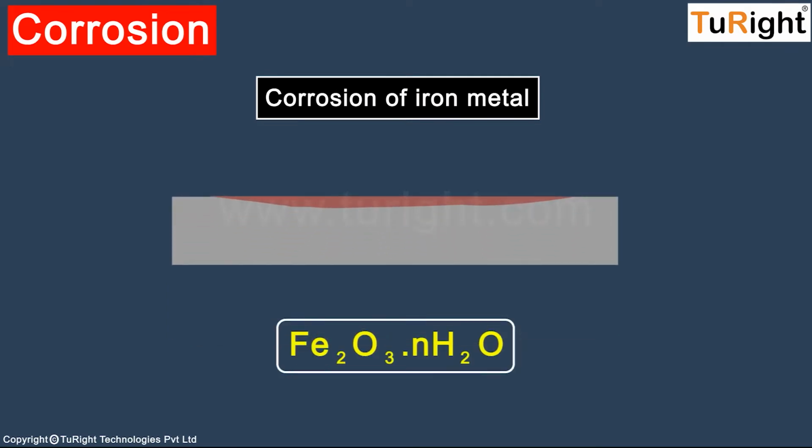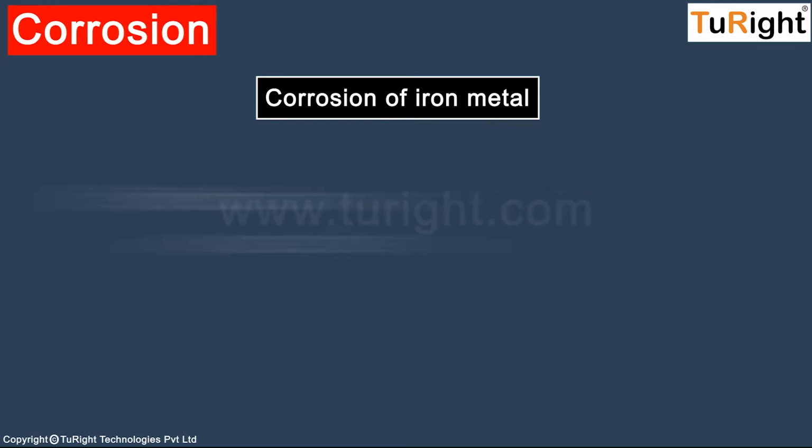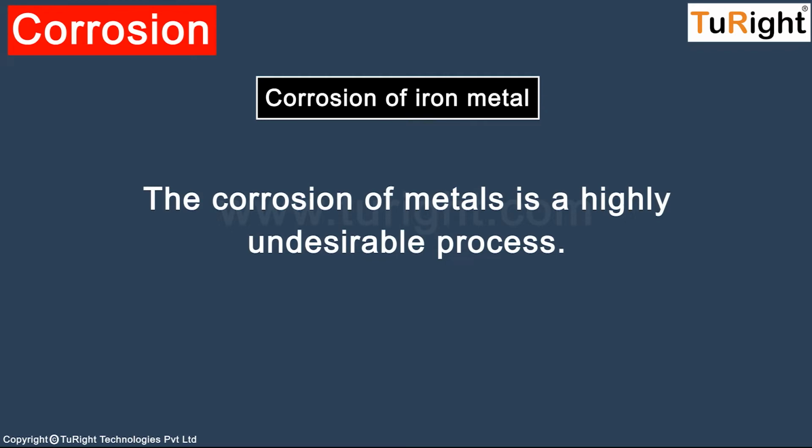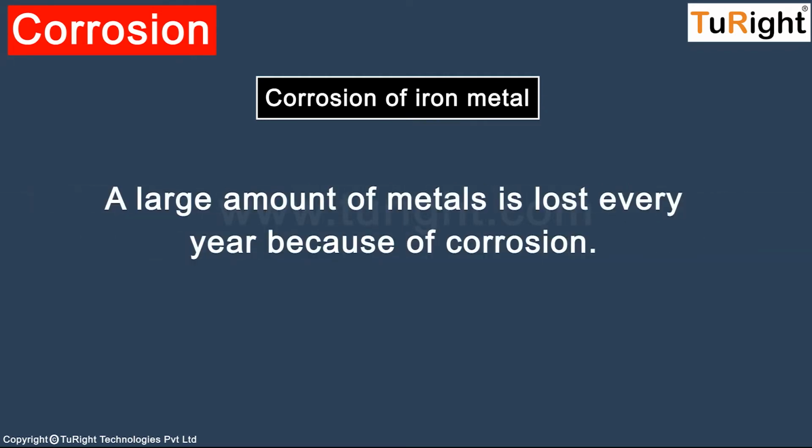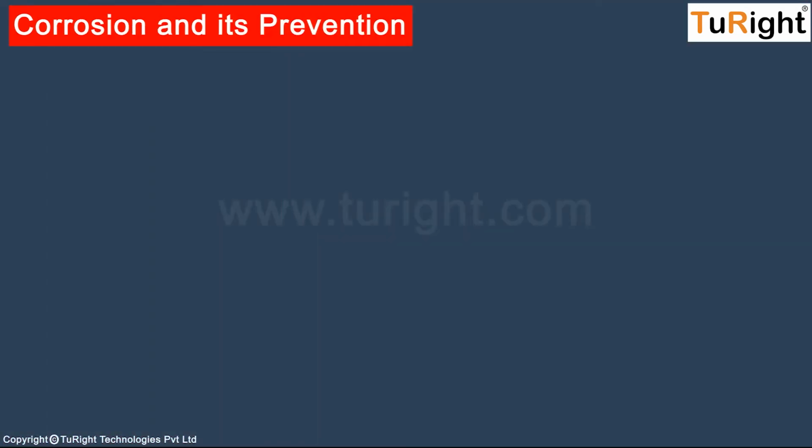During rusting of iron, iron metal combines with oxygen in air in the presence of water to form hydrated iron 3 oxide, that is, Fe2O3 into H2O. The corrosion of metals is a highly undesirable process. A large amount of metal is lost every year because of corrosion. Now, we will discuss an activity to discover the conditions essential for rusting of iron.